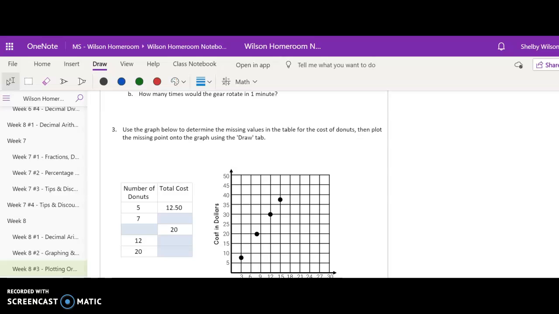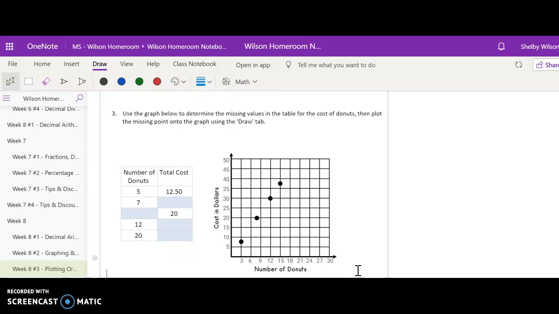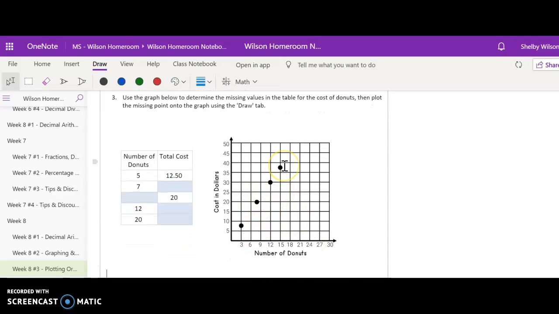And then last but not least, we have a graph here that's partially done, and what we need you to do is use this graph to determine what values would go here. So for example, if the number of donuts is 12, I can find that on my x-axis. I need to figure out what the total cost would be. So if I see, okay, well there's 12, what would my y value be? It looks like it would cost $30 for 12. So that's what you would put.